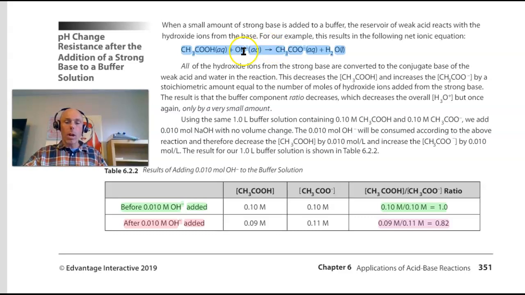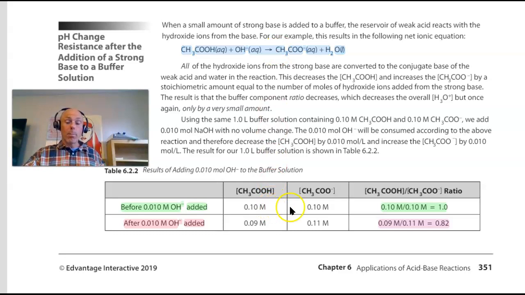When you add a strong base to a buffer system, the strong base will react with the weak acid in that buffer, generating that weak acid's conjugate base and water. And because now, instead of a strong base, it's a weak base, the pH will go up, but by way less than it would if this were pure water.